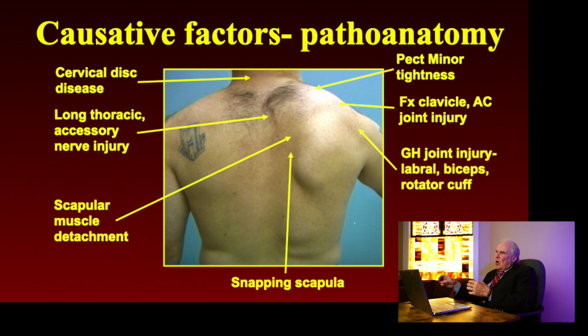Now, if you look at the causative factors for dyskinesis, the alterations in the anatomy, the pathoanatomy, there's a bunch of them: cervical disc disease, nerve injury, post-traumatic scapular muscle detachment, this thing called snapping scapula, pectoralis minor tightness, fractures of the clavicle or AC joint injury, which is the loss of the strut, or some type of glenohumeral joint injury. So there are some, but that's not very common.